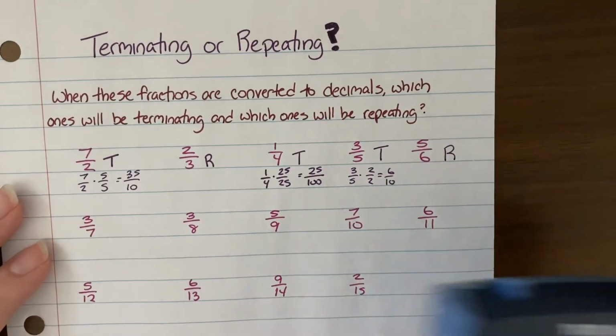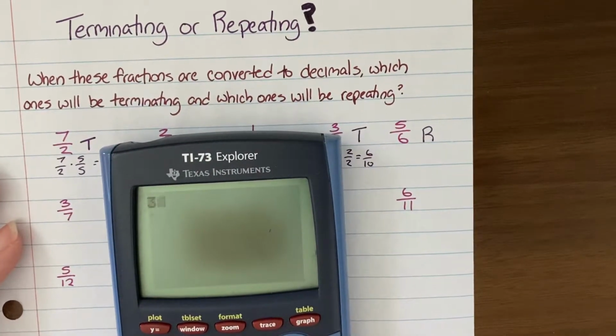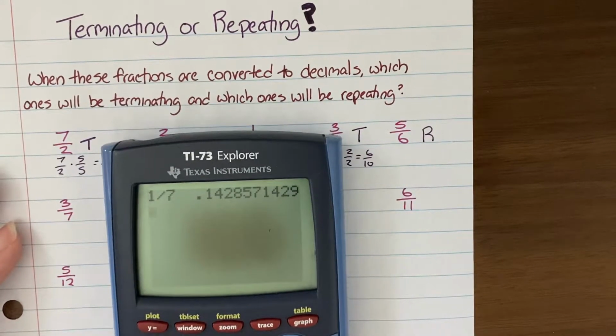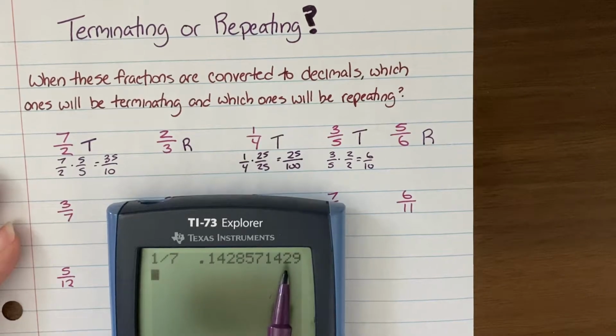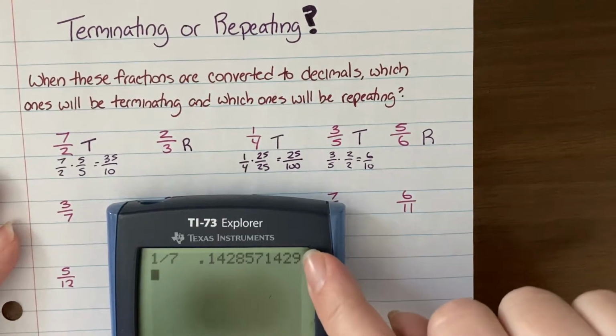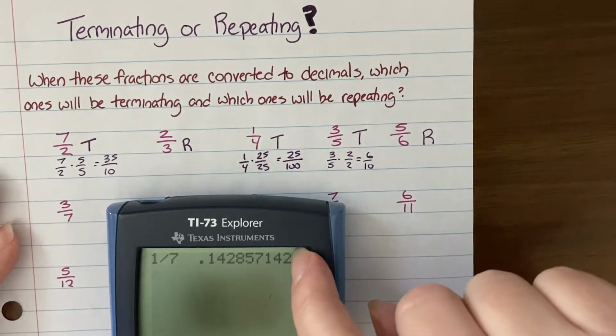What about 7? Will 7s repeat or terminate? Let's check. Whoops, I don't know why I started with 3 7s. Let's start with 1/7. Okay, so this one's a little tricky. 0.142857, and then it starts over again. 142, okay, that 9 seems to ruin it, but remember that last digit is being rounded up in your calculator, so let's just ignore it.